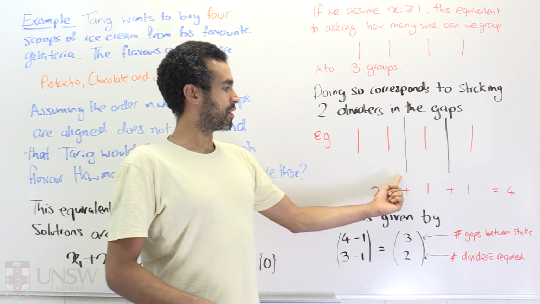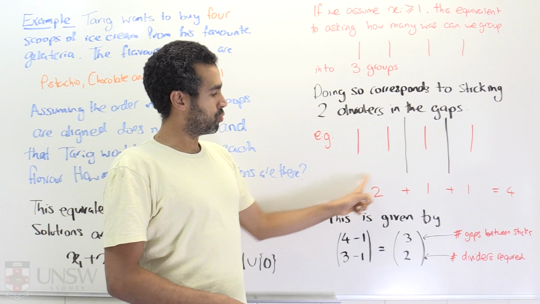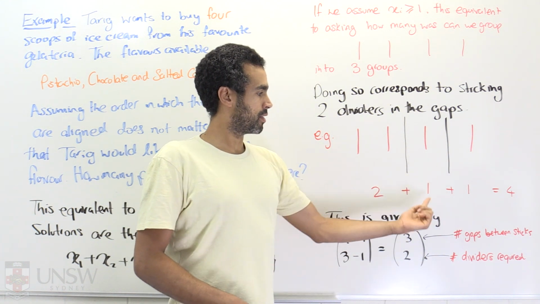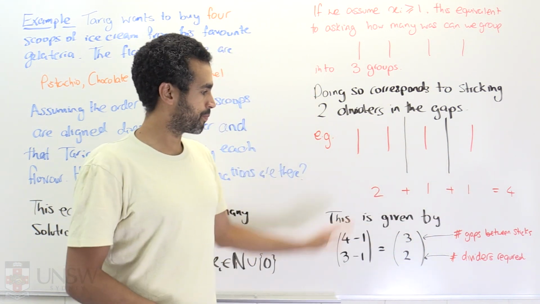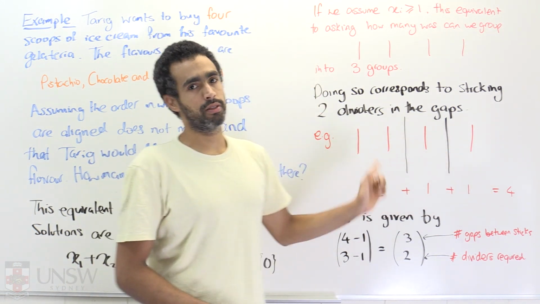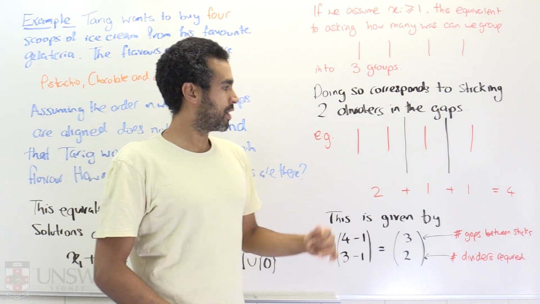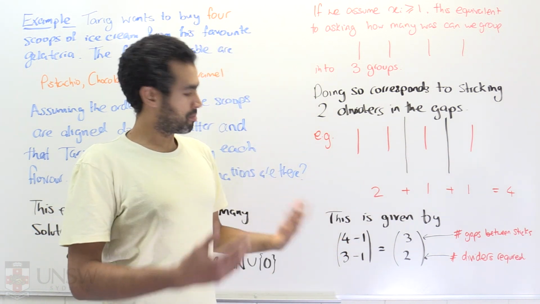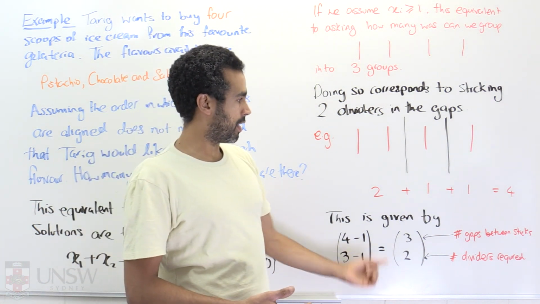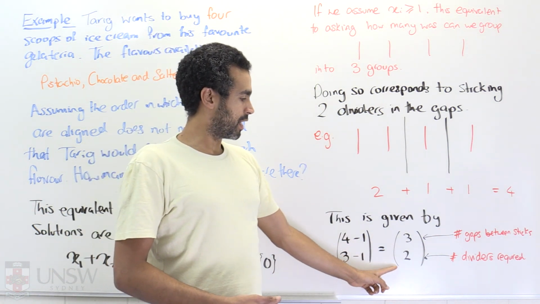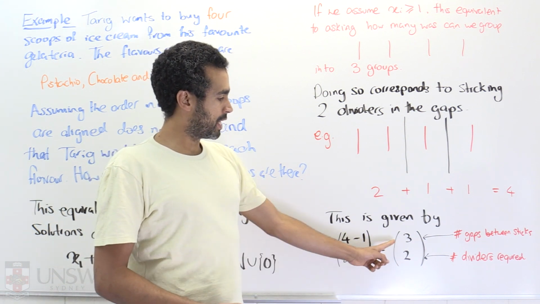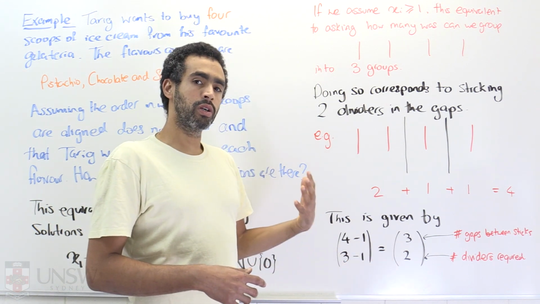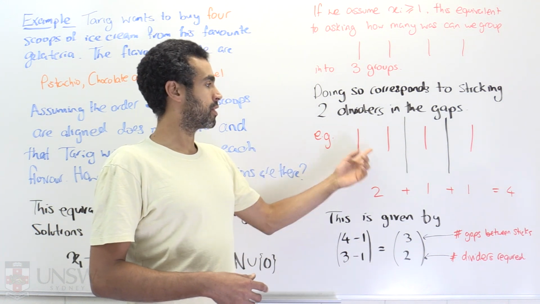So for example, if I put the divider there and there, that corresponds to 2, all the numbers up to the first divider, plus 1, the numbers between the first and the second divider, plus 1, which is the last bit there. And this has to add up to 4, because we started off with 4 sticks. Now, how many ways can we put dividers into these gaps is given by how many ways can we choose a subset of gaps of size 2. We have 3 gaps in between these sticks, and we have 2 dividers to put in them, so we need to pick a subset of 2 of the gaps for the dividers to go into.